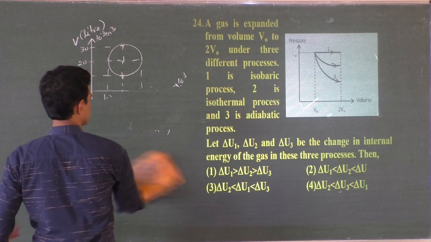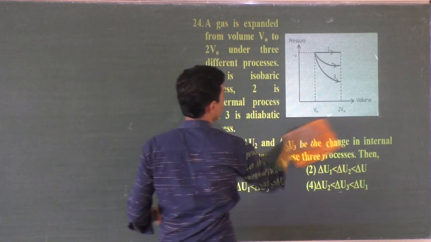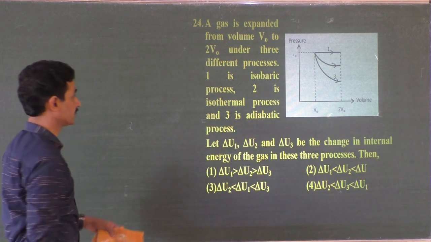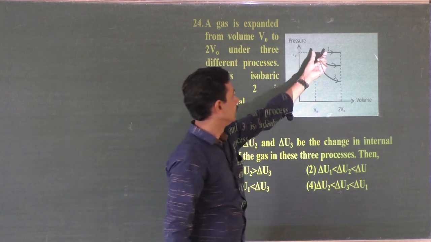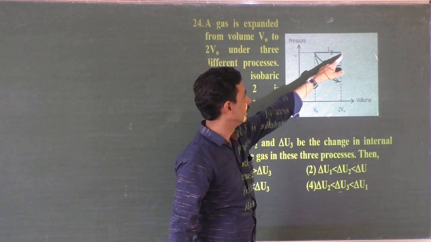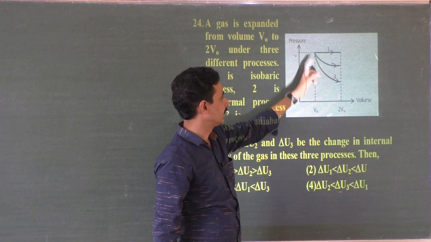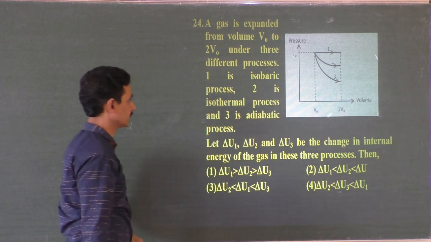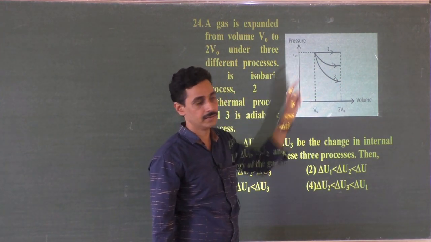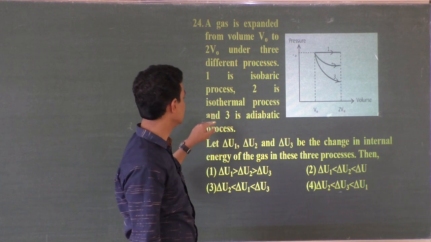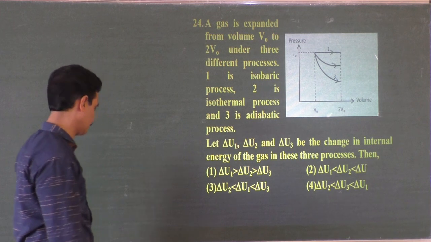The question goes like this. A gas is expanded from volume V0 to 2V0 under 3 different processes. One is isobaric. You can understand that it is isobaric. Why? Because you see, pressure remains constant. It is a constant line along the x-axis, where y-axis is pressure. Pressure is constant, it is an isobaric process. 2 is isothermal. You can see that it is isothermal, rectangular hyperbola. And 3 is adiabatic. It is adiabatic because it is having a steep curve, right?